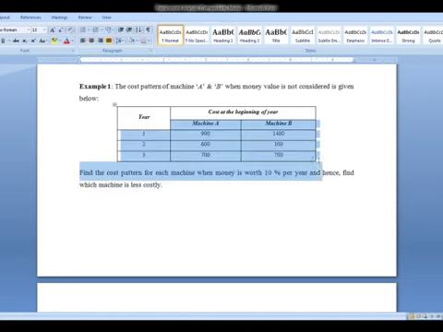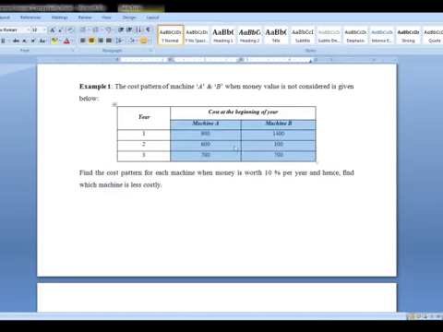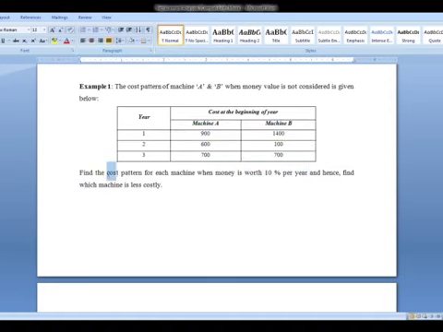Here, time value of money is not involved. Okay, so directly the cost at the beginning of the years has been given. Now we need to calculate time value of money at 10% per year and find out the cost pattern for machine A and machine B, and then we can compare with each other which is costly and which is cheaper. So let us look at this problem now and try to solve it.